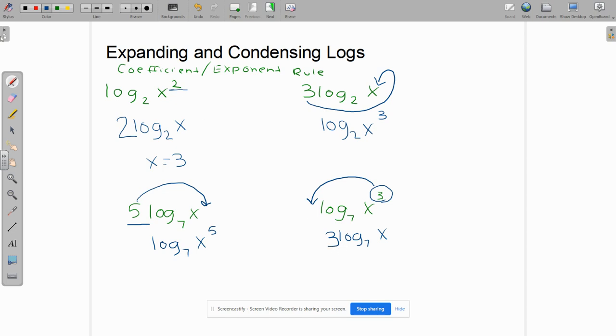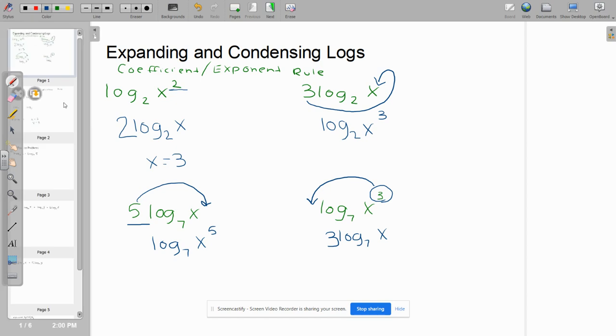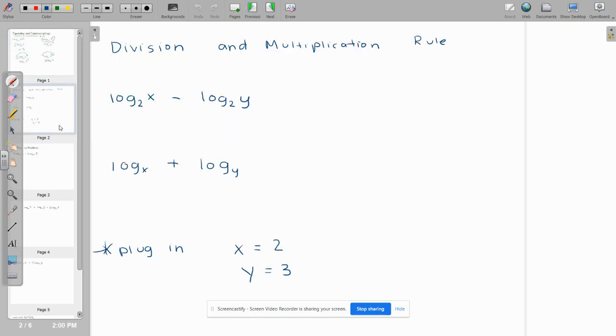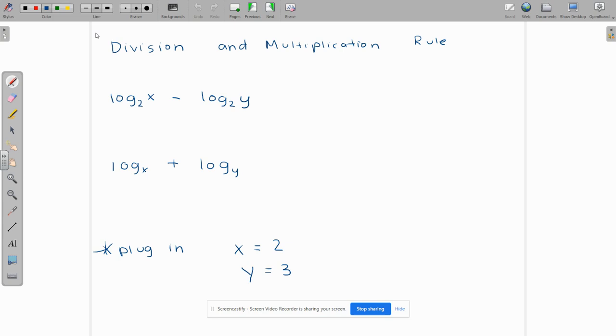So there's just a short introduction. We'll take a look at more practice problems as we go through this video. The next type of rule to know about log functions is the division and multiplication rule. This one's a little more complex just because it's weird to look at. If I'm looking at this, I see log base 2 of x minus log base 2 of y. And without any x or y values, you can actually simplify this.